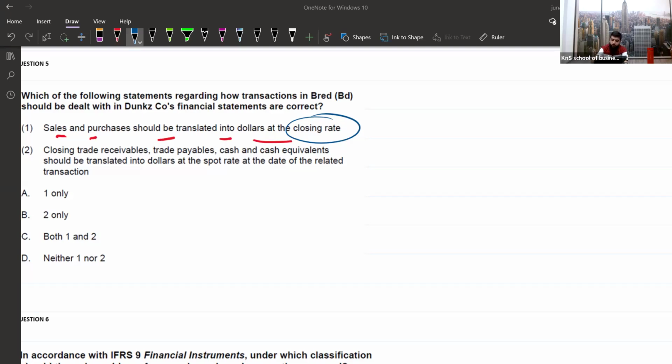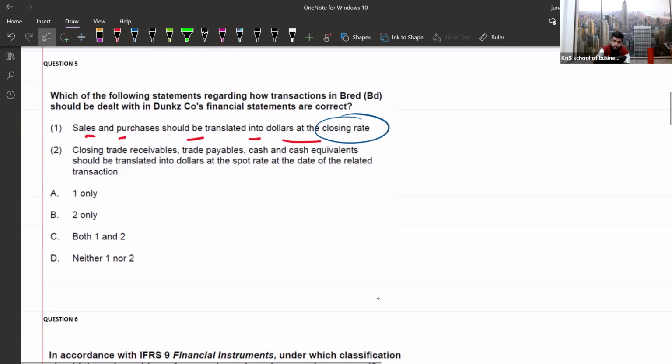Are we going to recognize the sales and purchase transactions at the closing rate? No, we are not. Remember, the sales and purchases will always be recognized at the spot rate. The spot rate means the rate at which the transaction arises. Even the sale or purchase or the inventory will never be retranslated, because these are non-monetary items. Only monetary items will be translated, that is the receivable and payable.